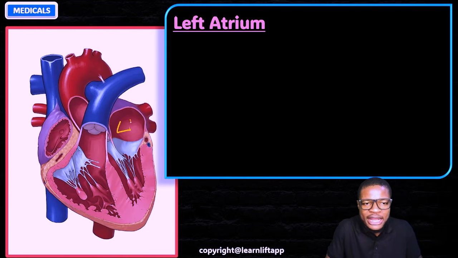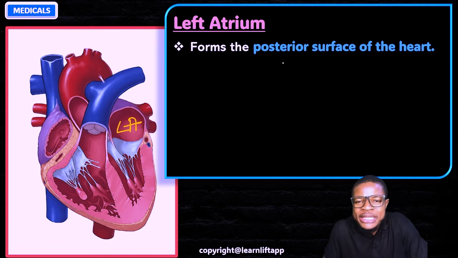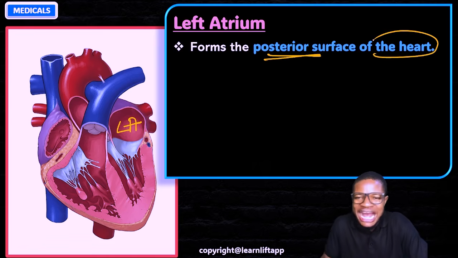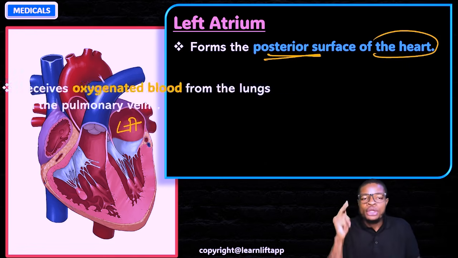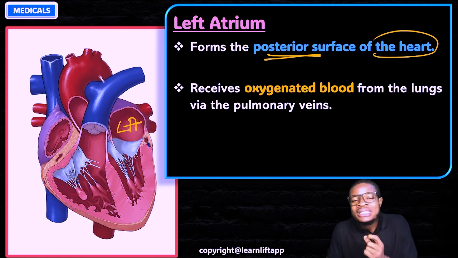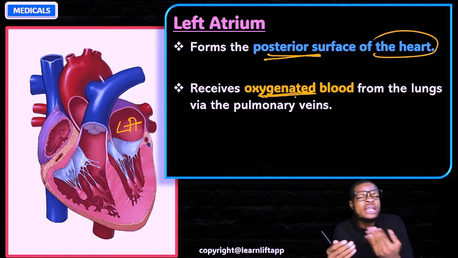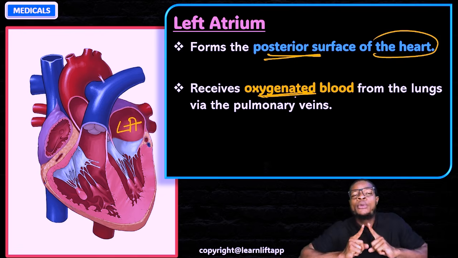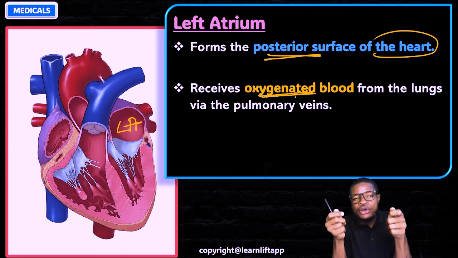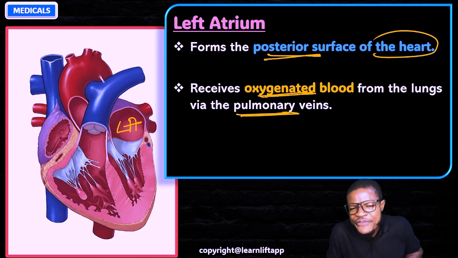So here is your left atrium. Now, what is it about the left atrium? Number one, the left atrium forms the posterior surface of the heart. Number two, the left atrium receives oxygenated blood. It does not receive deoxygenated blood, because the blood that has gone to the lungs via the pulmonary trunk to the pulmonary artery has now received oxygen. As the blood is coming, it will flow through the pulmonary veins.